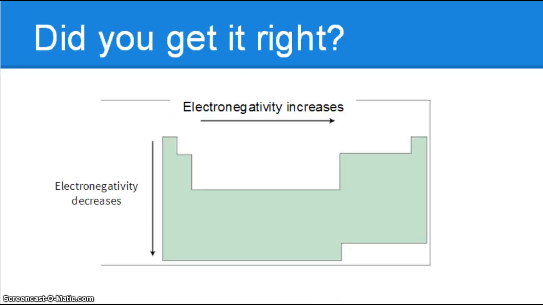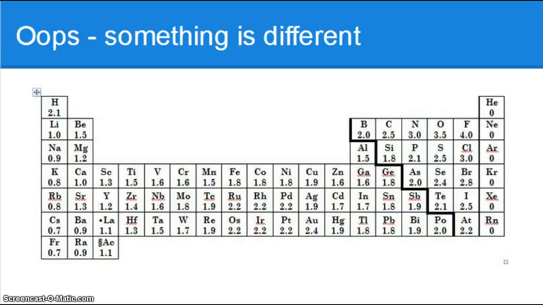So did you get it right? Well, it's the same trend as the ionization energy. It increases because the force increases as you go from left to right, and decreases as you go top to bottom. So hopefully you got that right. If not, write that down. Maybe rewatch this a little, see if you can figure out why you got it wrong.